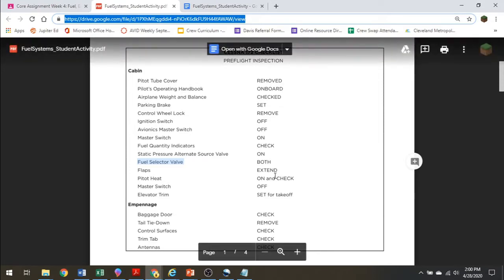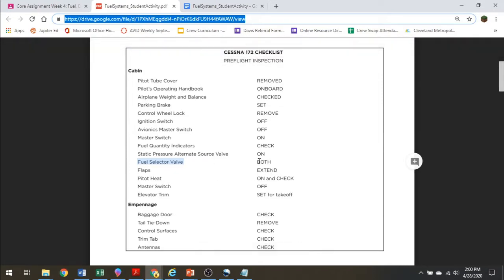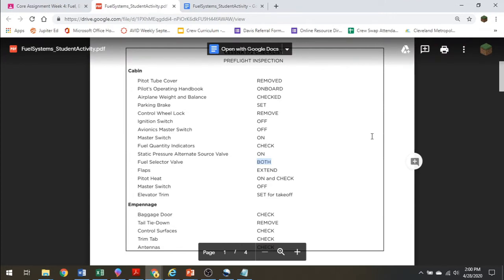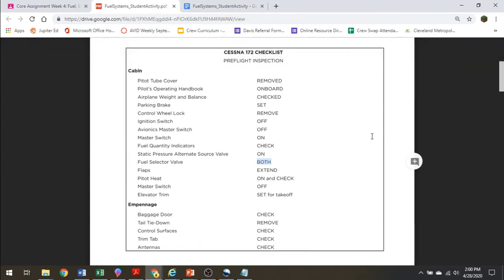So on our checklist, since the fuel selector valve is supposed to be set to both, you would want to make sure that your selector is pointing at the both.